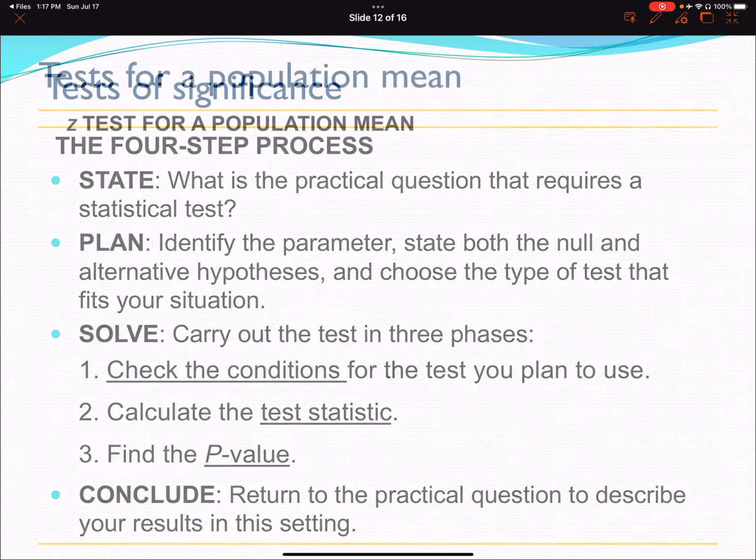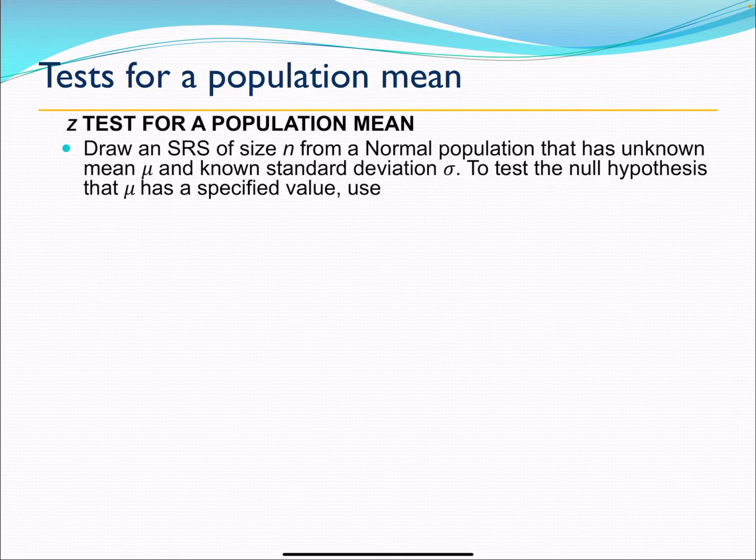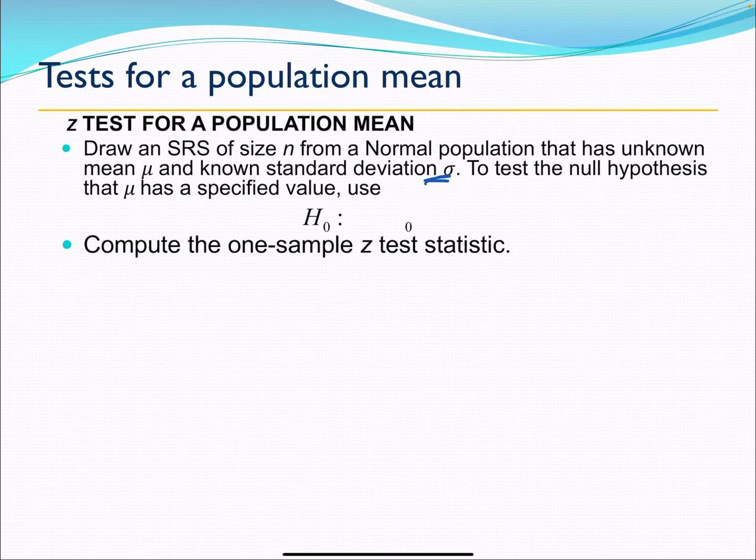So a z-test for a population mean looks like this. We're going to draw a simple random sample of size n from a normal population with unknown mean, but we've got our known standard deviation. And we have to test if our mean has a specific value. So our null hypothesis is that our mean equals mu not, what we think the true population mean is. Then we compute the one sample z test statistic. So we're going to go over this one sample.